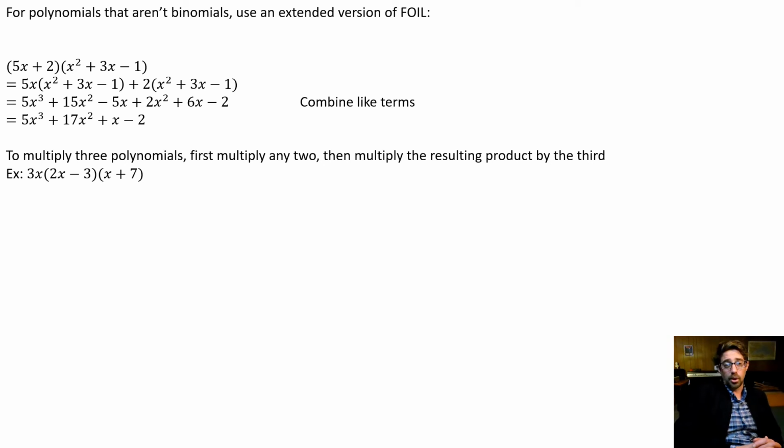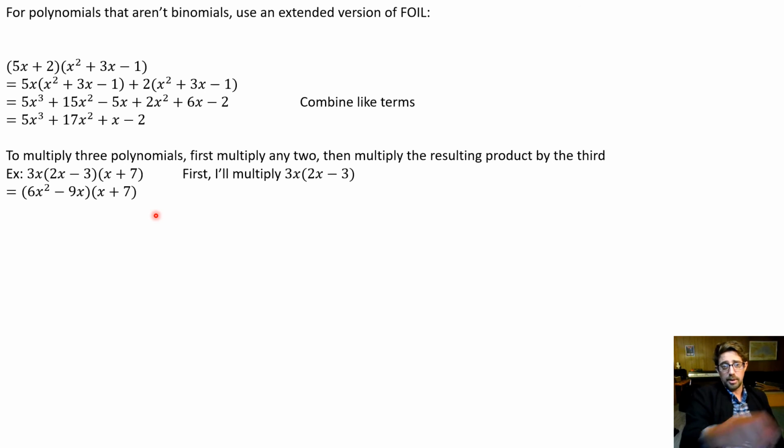For example, you could FOIL the second and third things together now. I think it's simplest just to multiply the first 2 things. So just do 3x times 2x minus 3, and that gives you 6x squared minus 9x. I'm not showing all the details here necessarily anymore, because we should be able to jump to it. So now we have 6x squared minus 9x times x plus 7. Now it's just FOIL. It's nothing we haven't done before. So it's going to be 6x squared times x plus 6x squared times 7 minus 9x times x minus 9x times 7.